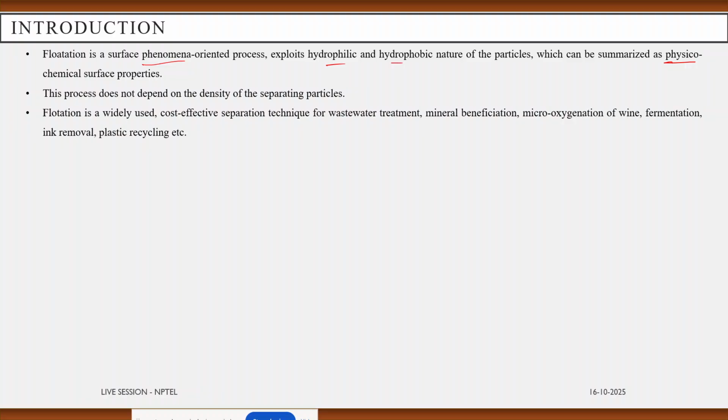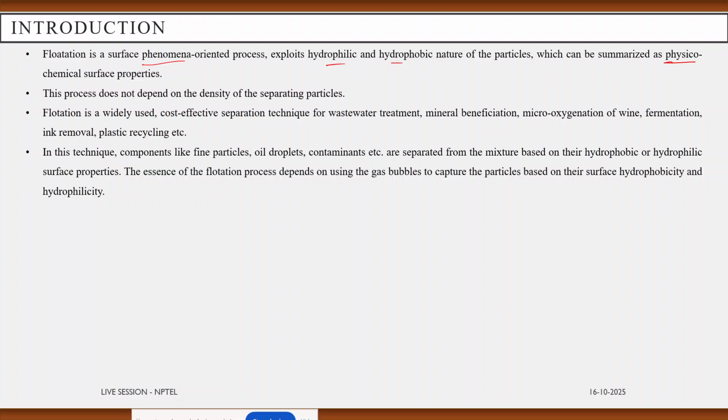Now, if you are experienced with some coal beneficiation plant, then you will know that for coal beneficiation, froth flotation process is a very important step. So we will discuss how the froth flotation occurs and what are the chemicals we need to add to modify the surface property of the particles for effective flotation process.